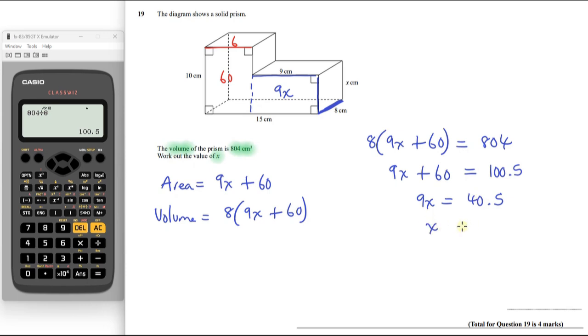And now to get x on its own, we divide both sides by 9. Well, we need to subtract 60 first. That gives us 40.5, and then divide by 9. And we get 4.5. So x is equal to 4.5. That looks about right. We don't need to write centimeters because you can see the centimeters are separate. So x is equal to 4.5.